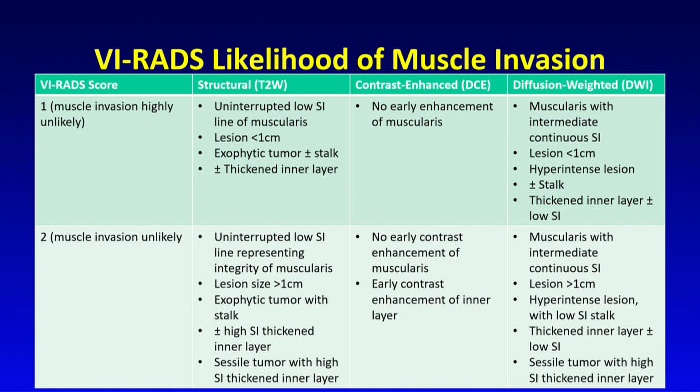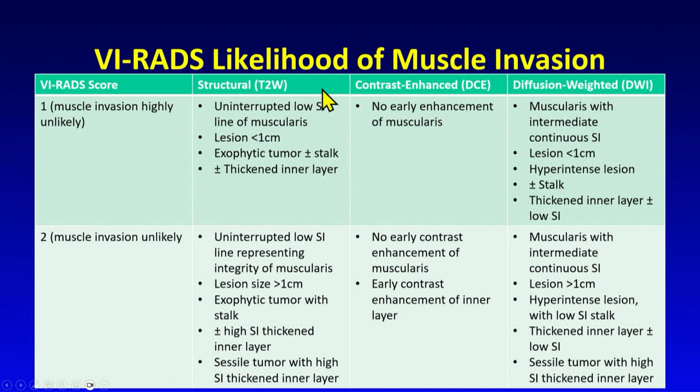So now we got RADs for everything, and bladder is no exception. We also have VI-RADS for predicting the likelihood of muscle invasion. Just like all the other RADs, it goes from a scale of 1 to 5, with 1 being muscle invasion highly unlikely, and 5 being muscle invasion highly likely.